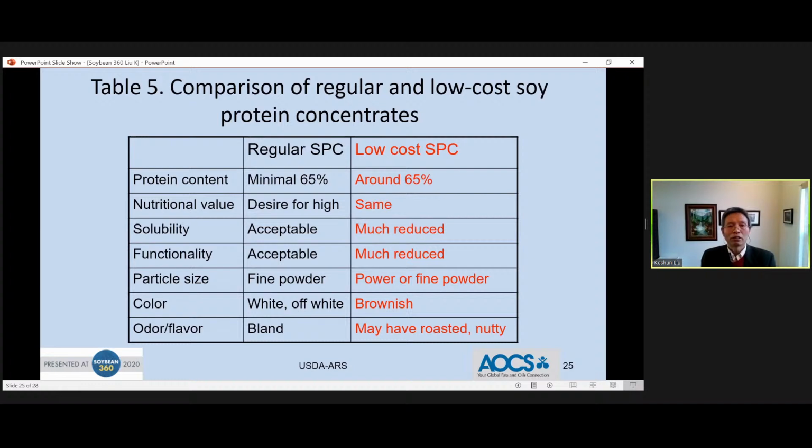This chart shows the comparison of regular soy protein concentrate and the lower cost soy protein concentrate on several parameters. The lower cost soy protein concentrate may be slightly lower in protein content, around 65%, while for the regular one the minimum is 65% and some are about 70%. The nutritional value is almost similar; in terms of oligosaccharides, fatty acids, and some other compositional attributes, they are similar. Then the solubility and functionality are, as we can expect, much reduced because we use meal that has been denatured. For particle size, we can get a similar fineness because we can use additional grinding. The color is brown, as shown in the picture. The flavor and odor may have some roasted nutty flavor.